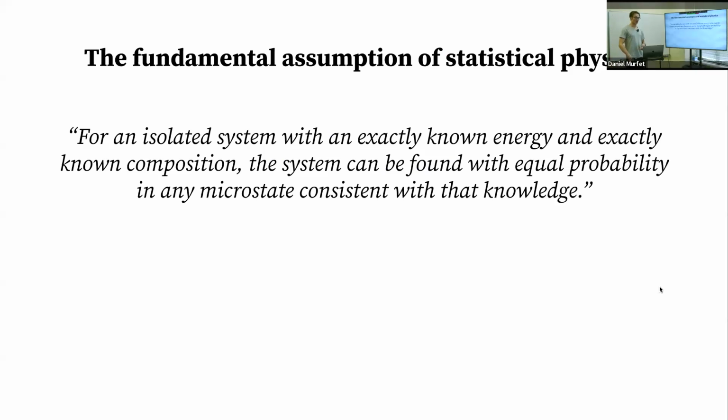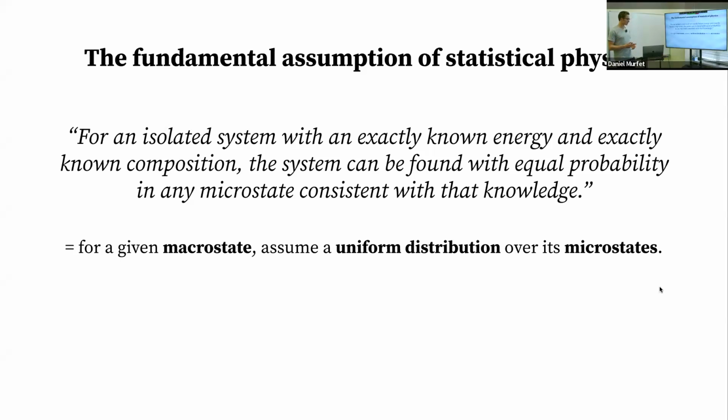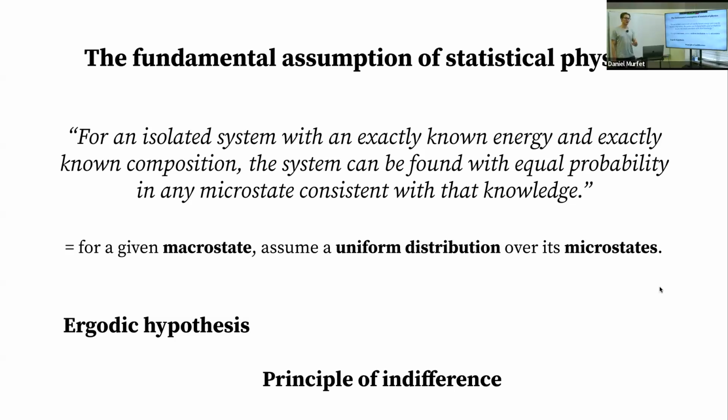Yeah. And what you end up with is this fundamental assumption of statistical physics. The equilibrium state is the one in which you assign equal probability to every microstate compatible with a given macrostate. For an isolated system with an exactly known energy and exactly known composition, the system can be found with equal probability in any microstate consistent with that knowledge. And so this is justified on the grounds of multiple things. For example, the ergodic hypothesis. So if your system explores enough different microstates, and fast enough, you expect it to cover all possible ground. And at some point you lose information about where you started out, and you can treat yourself as in the state where you have this uniform distribution over microstates for a given macrostate. Yes.